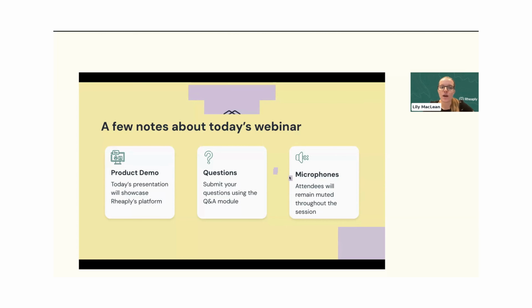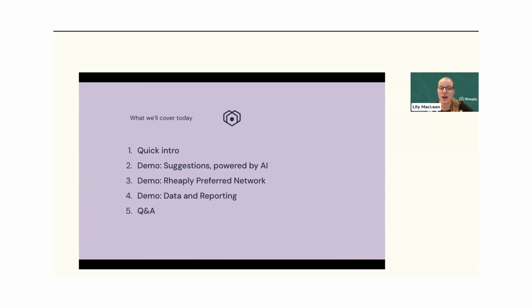Awesome. So we're going to do a quick intro. We're going to do some demos of our platform here. We're going to start with suggestions, which is a feature powered by AI. We're going to talk about the Rheaply preferred network, and then we're going to finish off with some data and reporting, and of course the Q&A, as I mentioned.